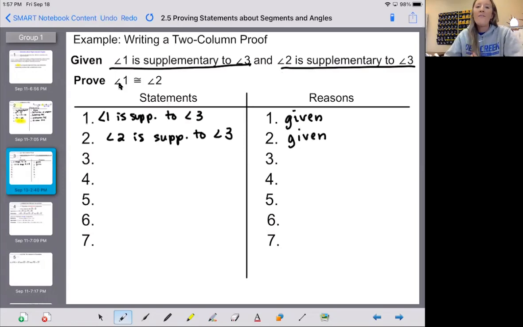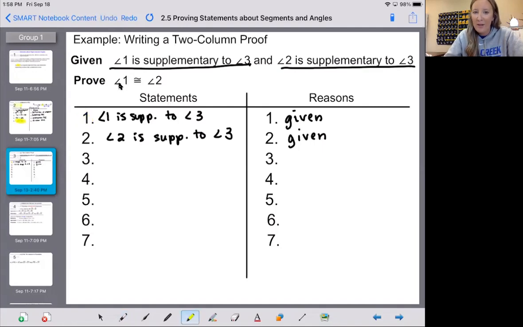All right, now eventually our goal here is to get all the way down to the end where we can prove that angle 1 is congruent to angle 2. So that's our final goal. You can see it's going to take us several steps to get there. So first of all, let's start with line 1. We said angle 1 is supplementary to angle 3. So think about what that means.